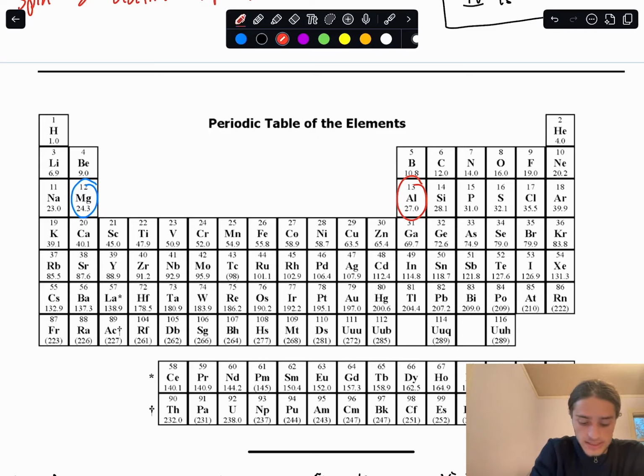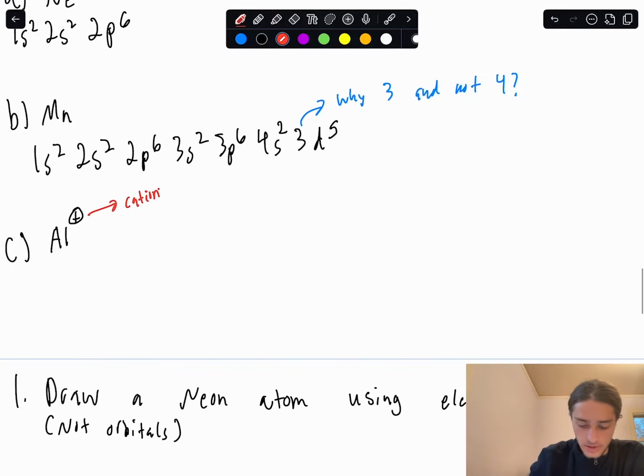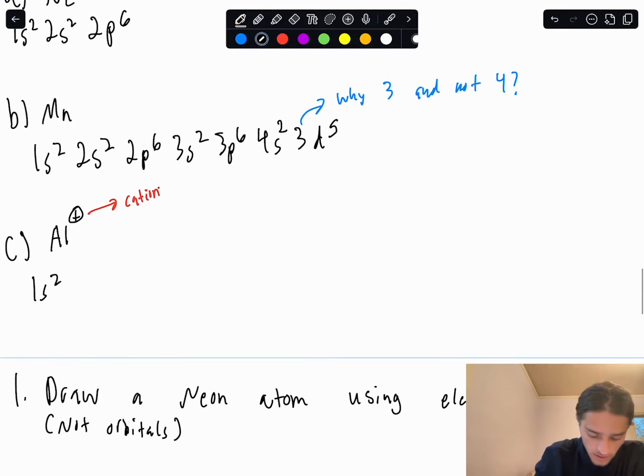Let's do this in the same way, where we've got the 1s2. Here's our 2s2, 2p6, and then we're going to end with our 3s2. That'll be the final answer: 1s2, 2s2, 2p6, 3s2.